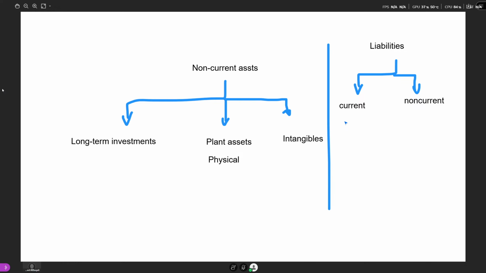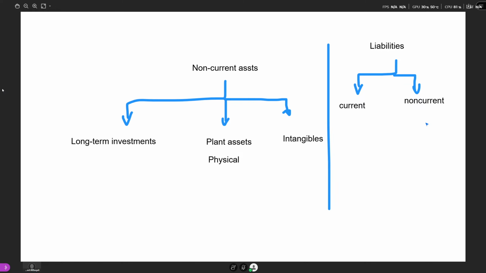For example, accounts payable. Accounts payable are the amounts that we should be paying to suppliers. These are current liabilities because it is likely that we'll pay them in less than 1 year. On the other hand, notes payable are most likely non-current liabilities. If we, for example, take a loan from the bank and we will have to settle this loan in 5 years, this is a non-current liability.